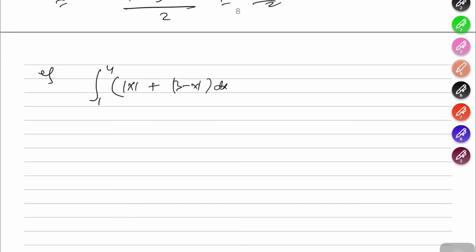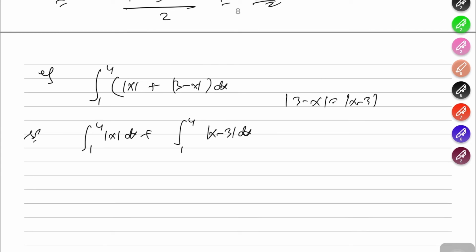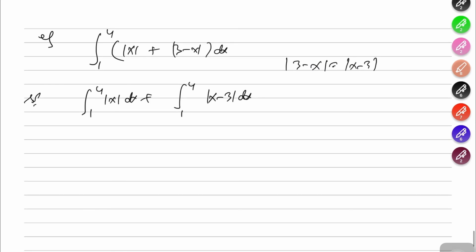Okay, so that becomes the integral from 1 to 4 of mod x dx. So let's solve it. The integral from 1 to 4 of mod of (3 minus x) can also be written as mod of (x minus 3) dx. Why? Because mod of 3 minus x is the same as mod of x minus 3, since even if I take a minus sign outside, the mod makes it positive.